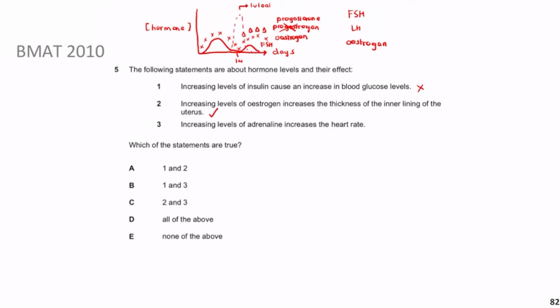And it says increasing levels of adrenaline increase the heart rate. So remember, adrenaline, guys, just link this with the fight or flight response, the sympathetic response. And fight or flight response, I like to think if I see a baby, what's going to happen? So the first thing that's probably going to happen is I'm going to be palpating, so I can really feel my heart racing. So this is also true. So hopefully, guys, you can then appreciate that the answer would be C.